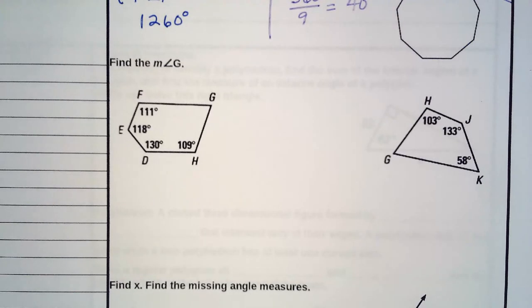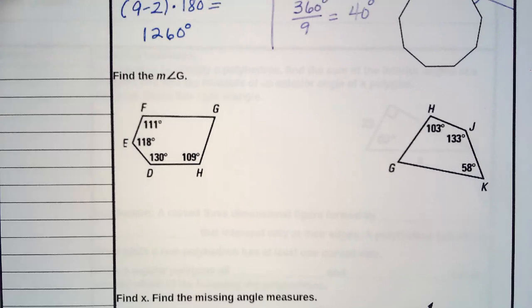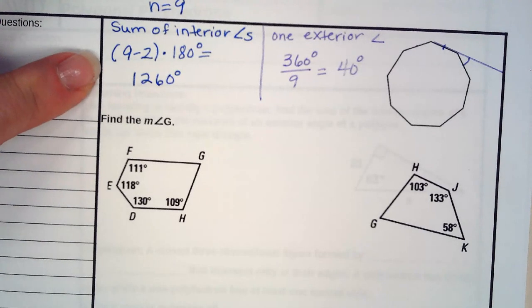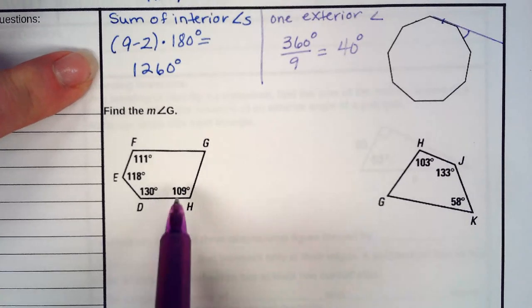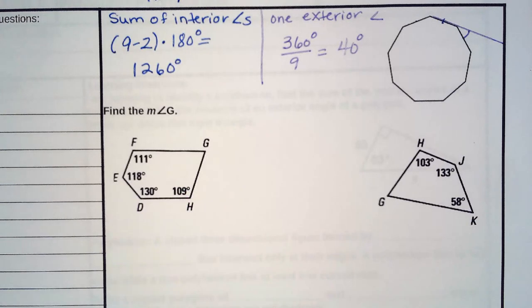So, how do we find the missing angle measures? Well, the first thing we have to know is how many degrees total are on those polygons. So I have to use the sum of the interior angles formula to find the total degrees, and then I just subtract what I know.